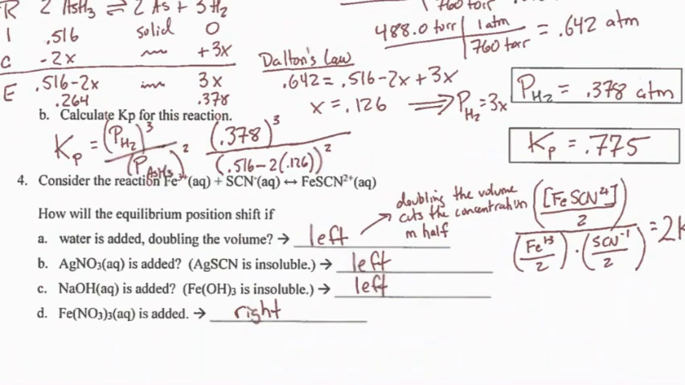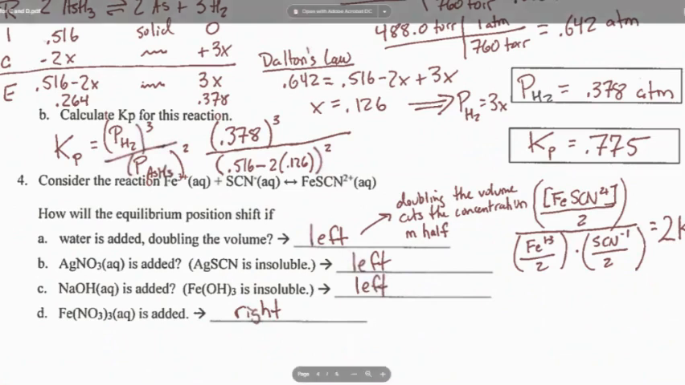Number 4, we have iron that's aqueous. We have SCN that's called thiocyanate. And the thiocyanate's aqueous, making iron thiocyanate, which is aqueous. How will the equilibrium shift if water is added, doubling the volume? If we double the volume, let's see, it wouldn't change.